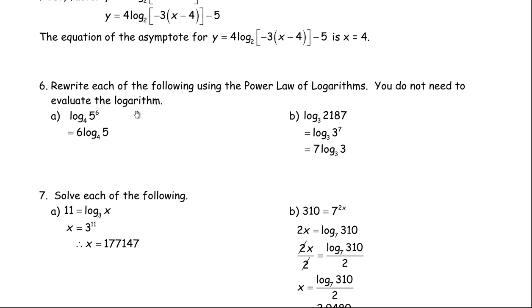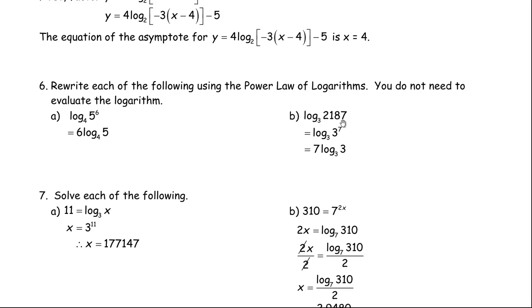Number 6 here says, rewrite each of the following using the power law of logarithms. And it says you do not need to evaluate the logarithm, just use the power law. So log base 4 of 5 to the 6, the power law says that you can rewrite that as bringing the 6 down and multiplying it by the logarithm. So it's 6 times the logarithm base 4 of 5.